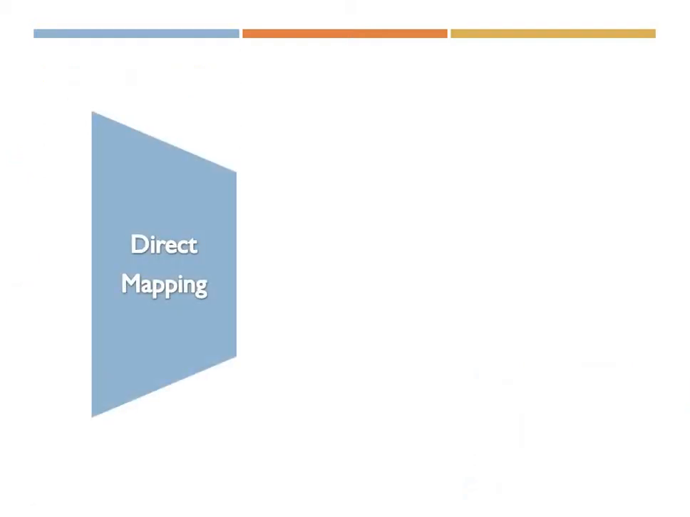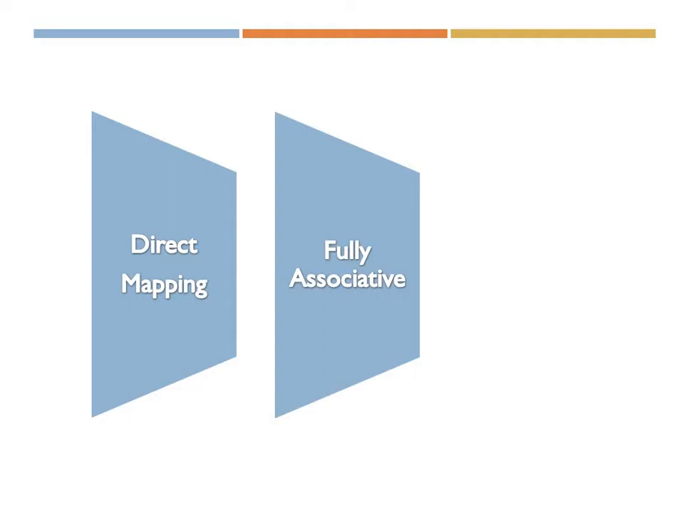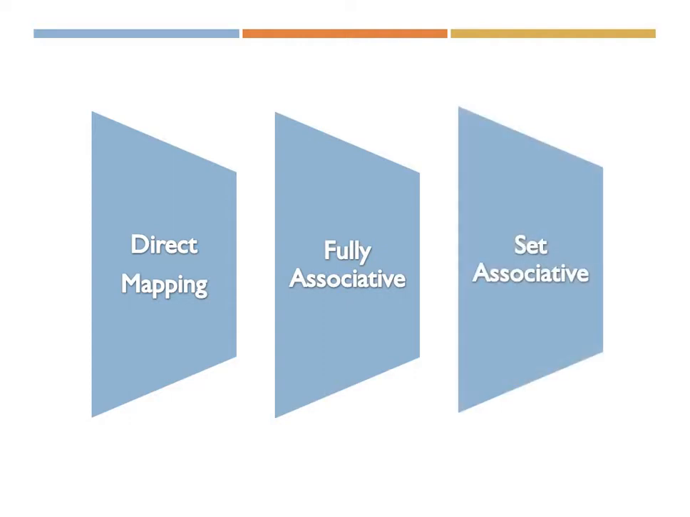So there are 3 techniques used in address mapping. The very first one is direct mapping. The second one is fully associative, and the last one is set associative. These 3 are the techniques of address mapping from main memory to cache. So blocks of main memory will be mapped with lines of my cache.